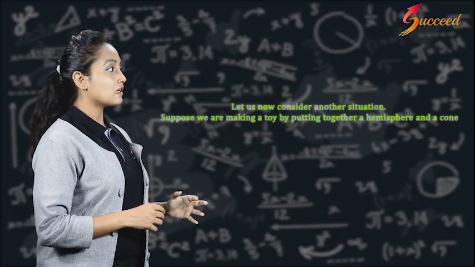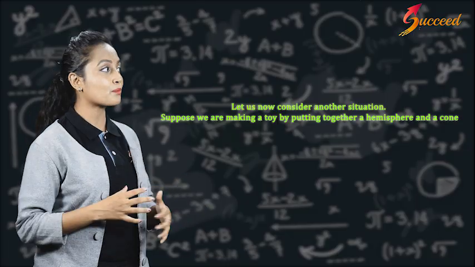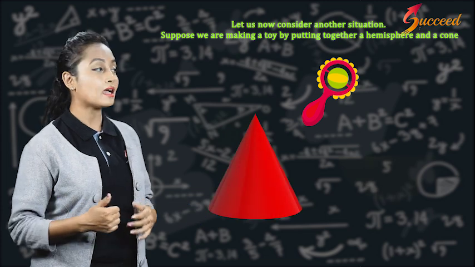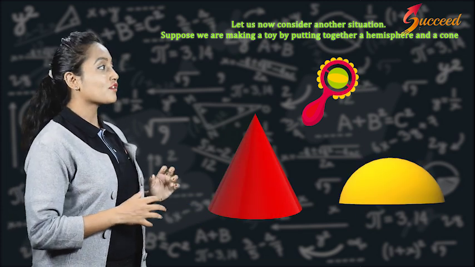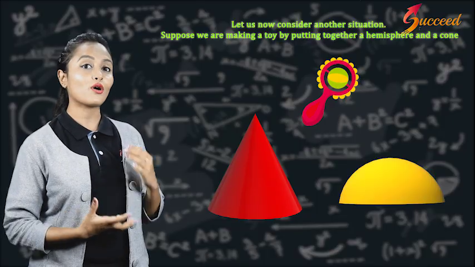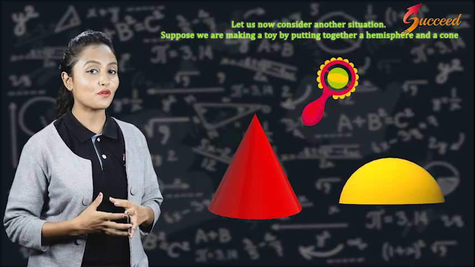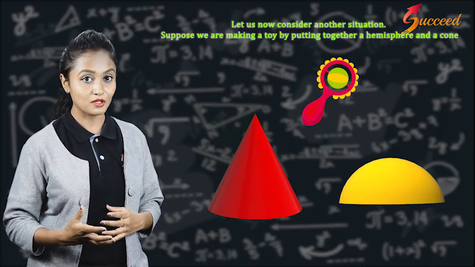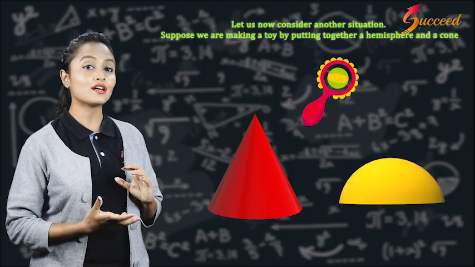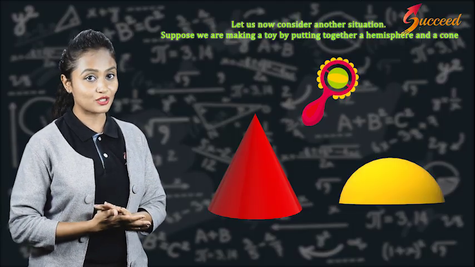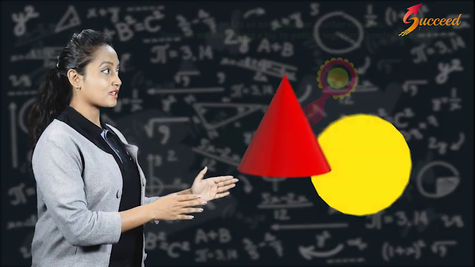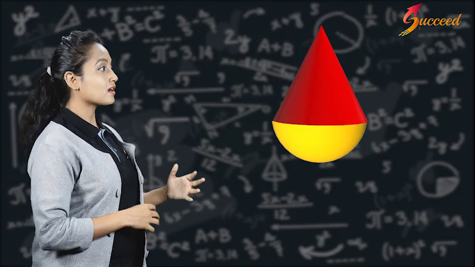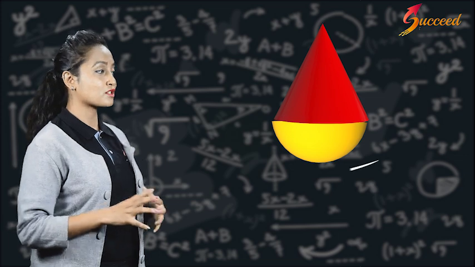Now, let us consider another situation. Suppose you have to make a toy by putting two different solids. So, here let us consider a cone and a hemisphere. Now, if you are given a cone and asked to join the hemisphere to it and make a toy, how are we going to do it? We select a cone which has the same radius as that of the hemisphere and place it on the curved surface so that they will attach. So, this is how we are going to do it. At the end of our trial, we got ourselves a nice round bottomed toy.